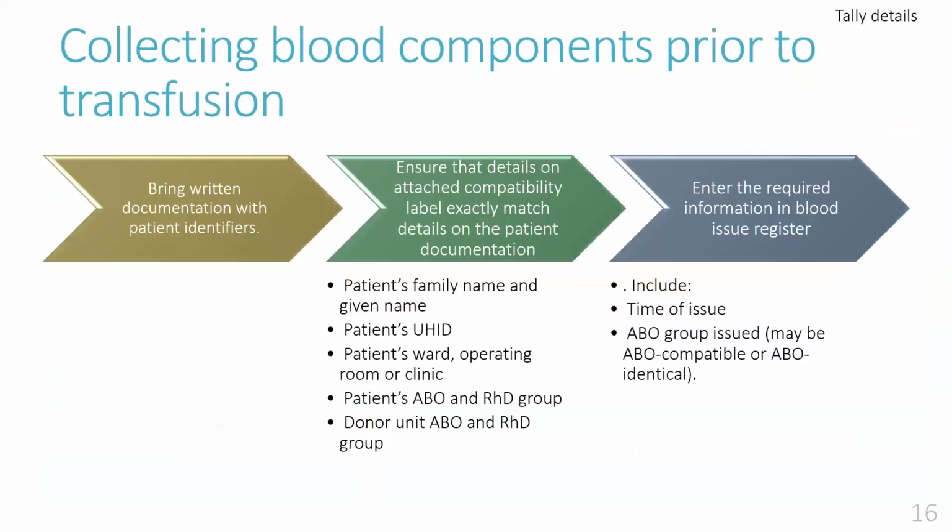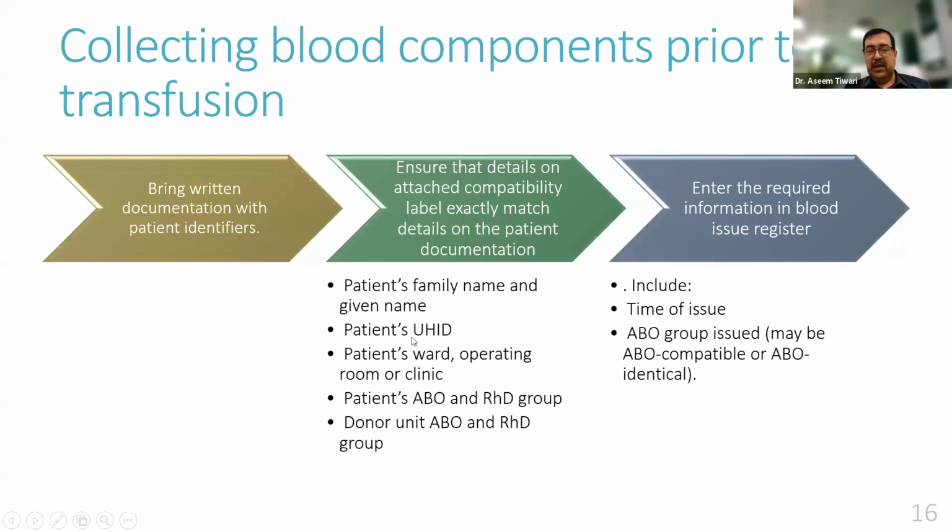Now, when the blood is collected from the transfusion services to be taken to the bedside near a patient, it's very important to tally the details. So there has to be a written documentation with patient identifiers. We call it issue slip at our place. And there is a compatibility label which is stuck on the unit before it is issued to the patient. And this information is entered usually in a issue register before it is issued from the blood center.